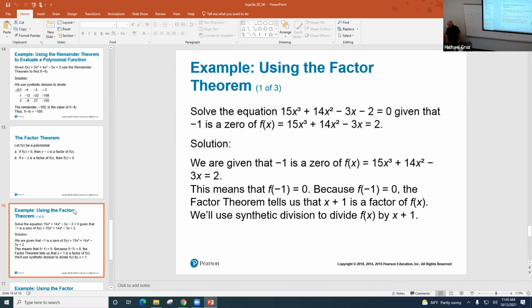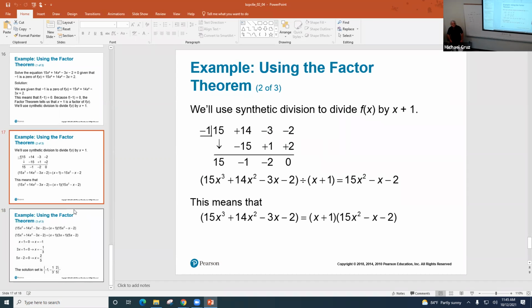So we're going to use synthetic division. Remember, if x is equal to -1 is a solution, then the factor is x plus 1. All right, so 15, 14, -3, -2, there was nothing missing in this one. Bring down the 15. 15 times -1 is -15. Add to 14, that's -1. -1 times -1 is 1. Add to -3, that's -2. Then -1 times -2 is 2. Add to -2 and we get 0. And look at that, they didn't lie to us.